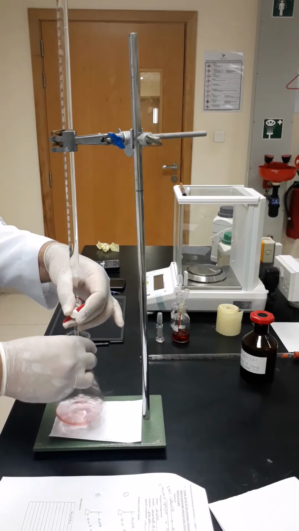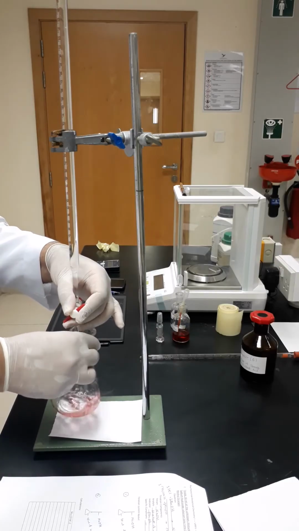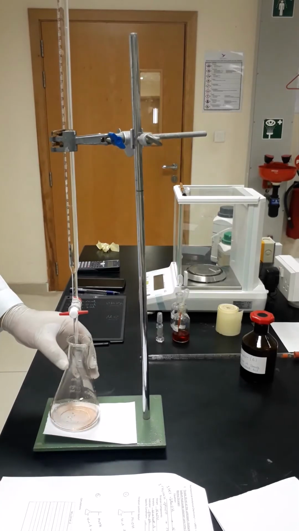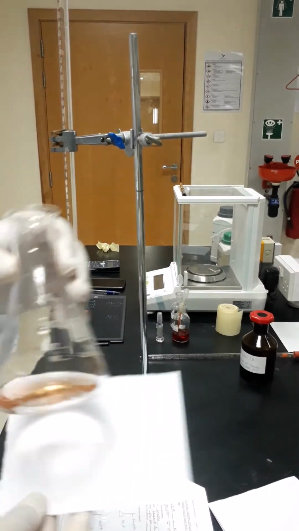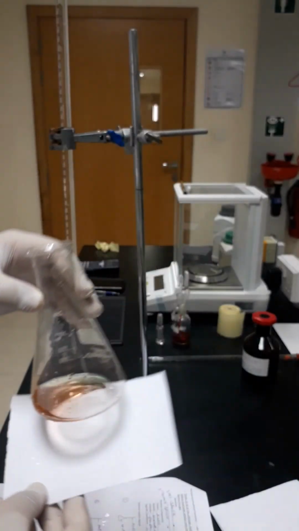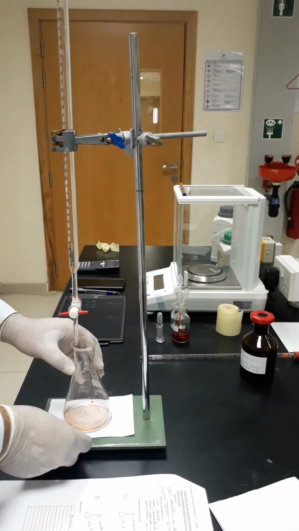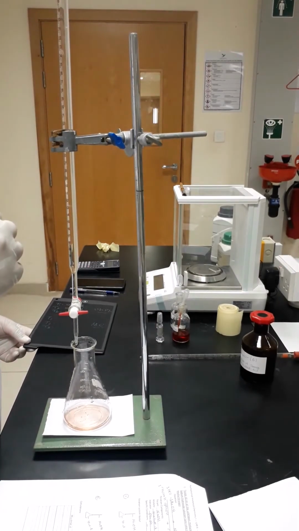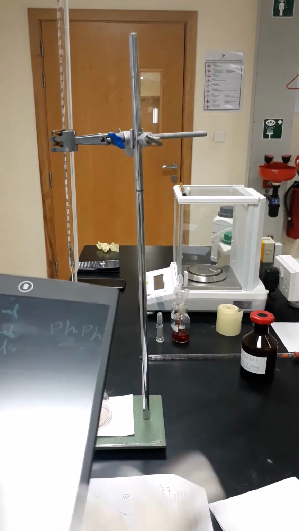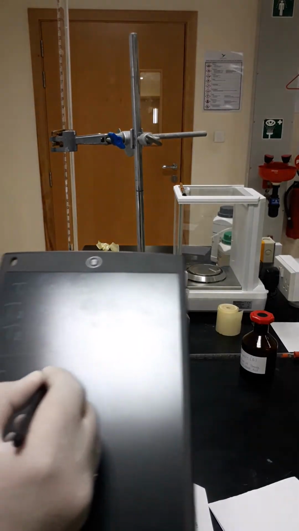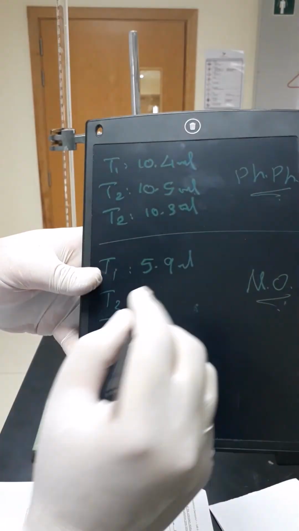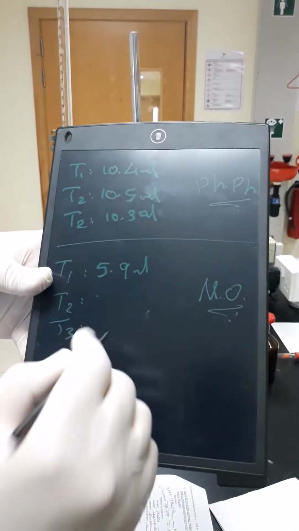If you notice the color at the beginning, it was red. Now it's shifted into orange, as you can see. I'm not sure if you can see the color clearly or not. Yes, it is orange. And we got this reading exactly at 5.9 milliliters. So the end point of the first trial is 5.9 milliliters. Now we're going to proceed with the second and third trial.